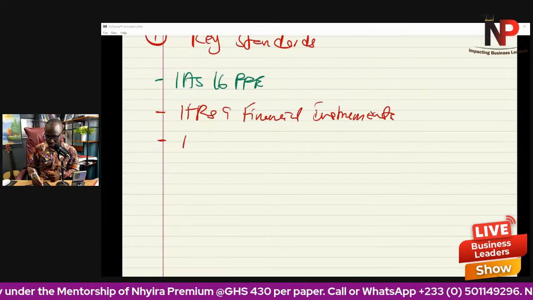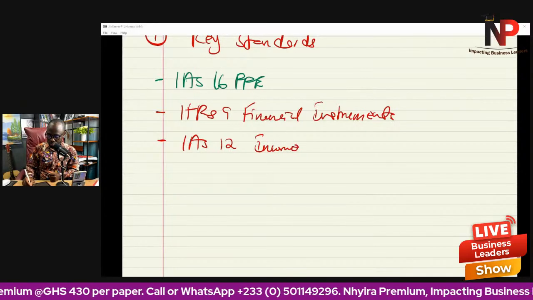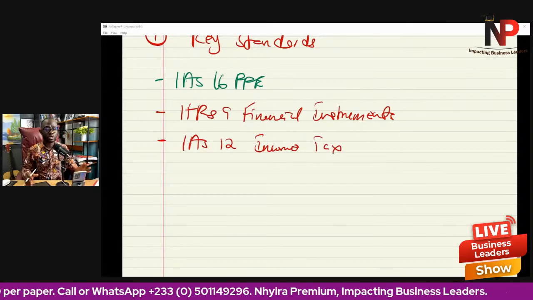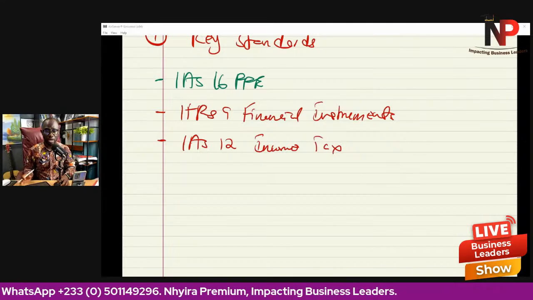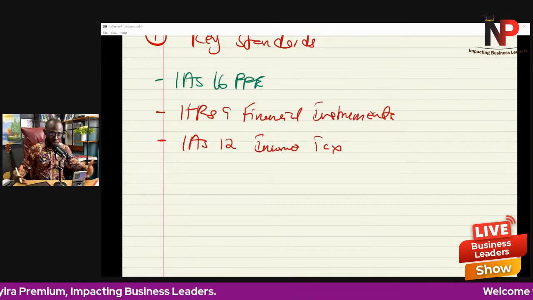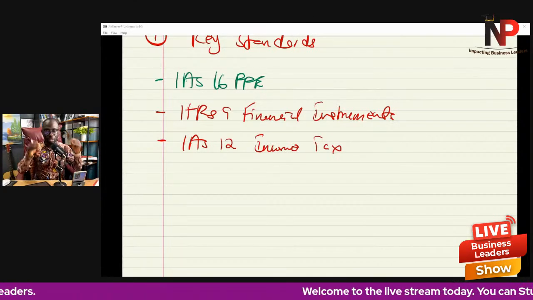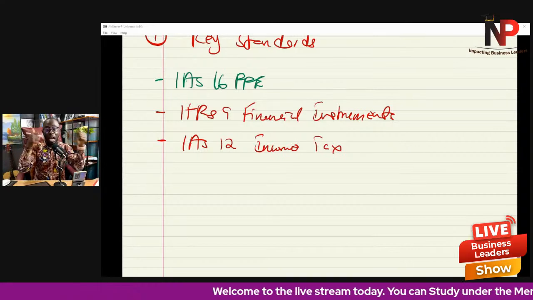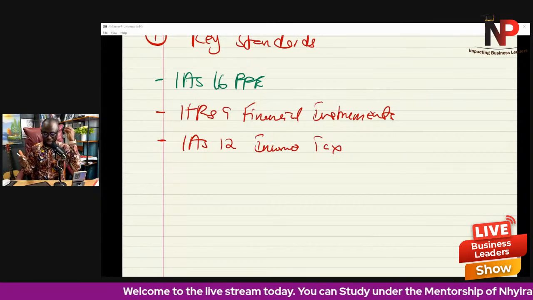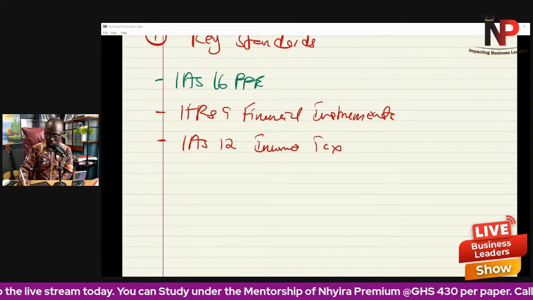Number three, IAS 12, Income Tax. For financial reporting people, this is a done deal. You can't go anywhere and leave it. Corporate reporting people, this is a done deal. You need its principles in other standards, and I'm going to explain this in a moment. So stay with me. IAS 16, IFRS 9 Financial Instruments, IAS 12 Income Tax. Very, very important.